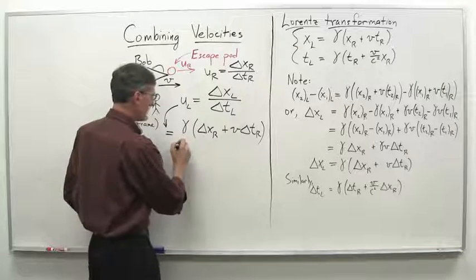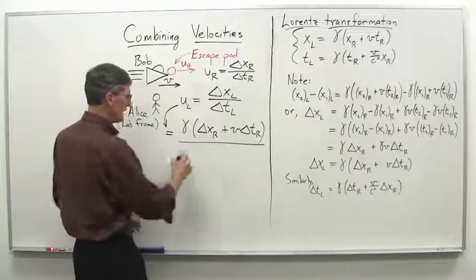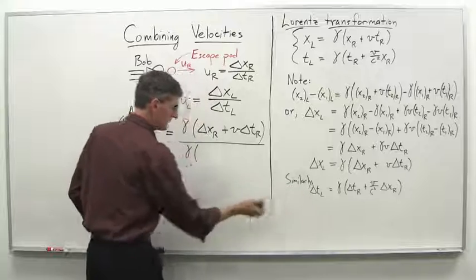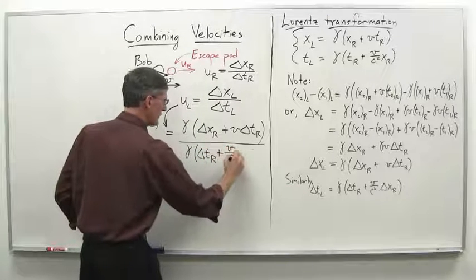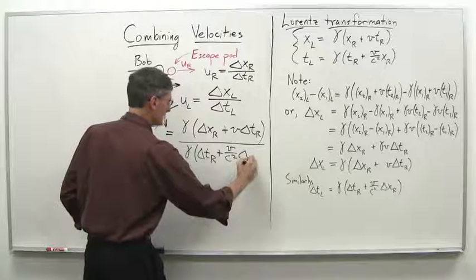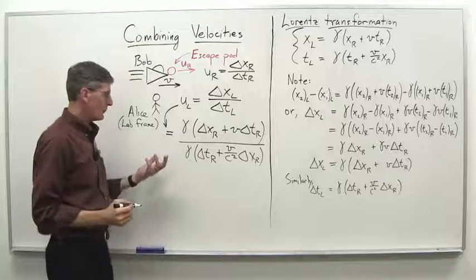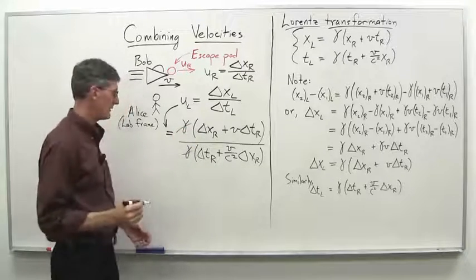So that's delta x sub L in terms of delta x sub r, delta t sub r. And delta t sub L is gamma from this equation right here times delta t sub r plus v over c squared delta x sub r. Okay. One nice thing right away, we see the gammas cancel. So we don't have to worry about gamma here.